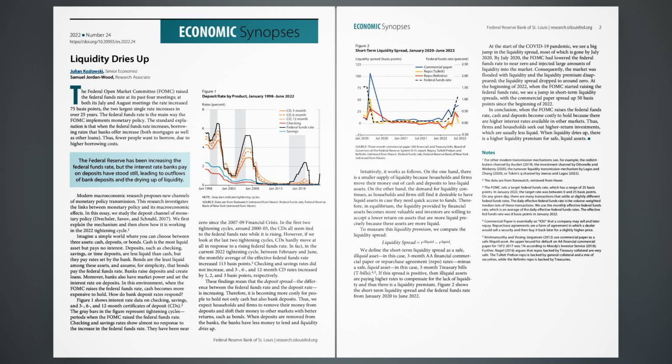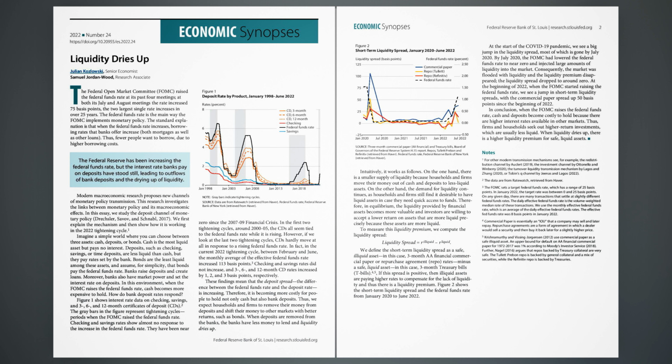Figure 1 shows interest rate data on checking, savings, and 3, 6, and 12-month certificates of deposit, CDs. 2. The gray bars in the figure represent tightening cycles, periods when the FOMC raised the federal funds rate. Checking and savings rates show almost no response to the increase in the federal funds rate. They have been near zero since the 2007 to 2009 financial crisis. In the first 2 tightening cycles, around 2000 to 2005, the CDs all seem tied to the federal funds rate while it is rising. However, if we look at the last 2 tightening cycles, CDs hardly move at all in response to a rising federal funds rate.